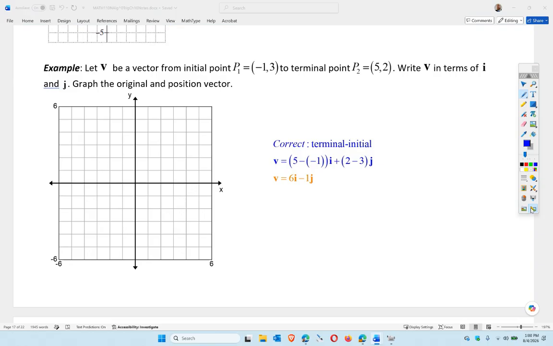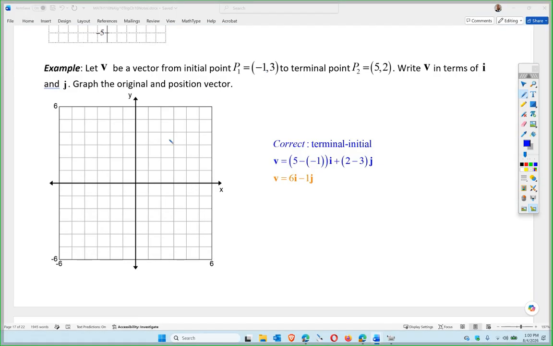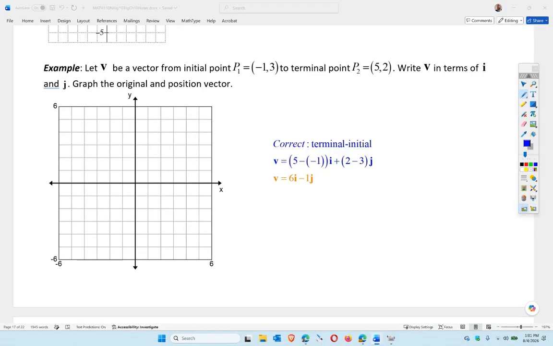So if I draw this, -1, 3 is this point here. That's my initial point. My terminal point is 1, 2, 3, 4, 5, and 2. So there is my regular vector, which doesn't have an equation. My new one starts at 0, 0 and goes to 6, -1. So this is the same vector, but now it's in standard position. So it actually works out pretty nice.